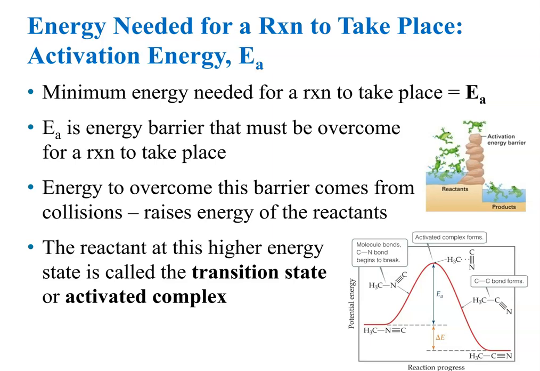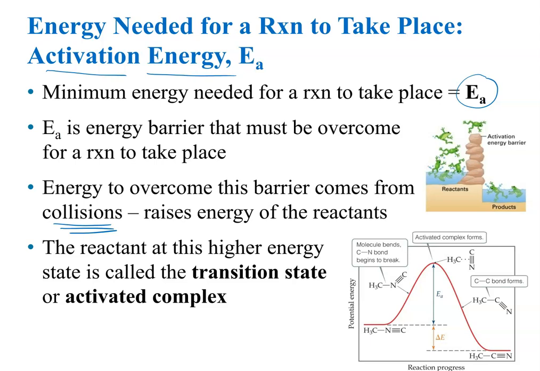Also, there is again a minimum energy needed for a reaction to take place. This minimum energy that the molecules need before they can react is called the activation energy. Again, it's the symbol E sub A. E sub A is an energy barrier that must be overcome in order for the reaction to take place. But where does this energy come from? The energy comes from the energy of the collision, okay?